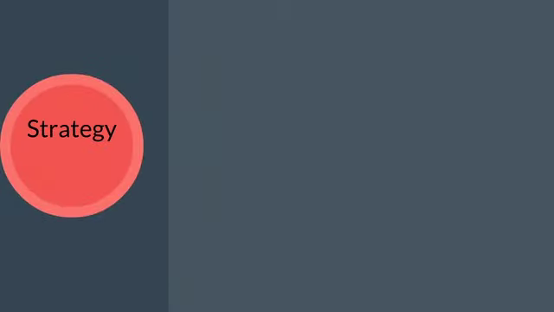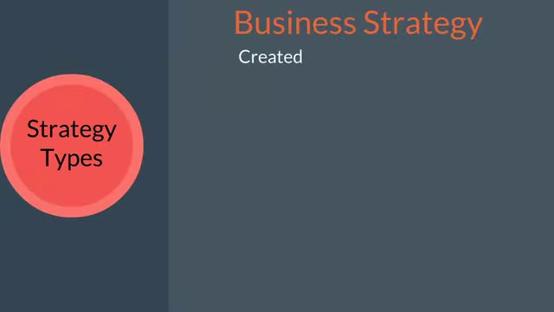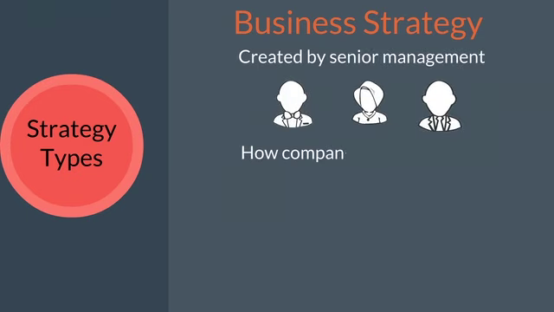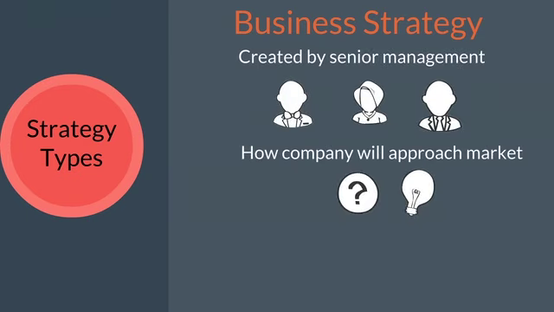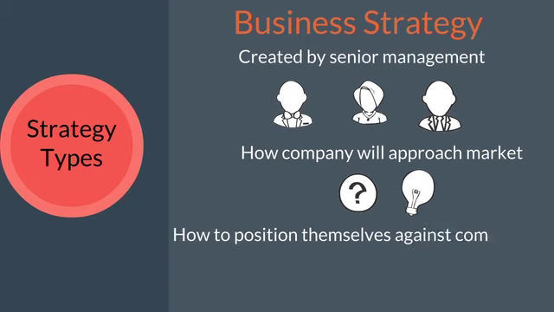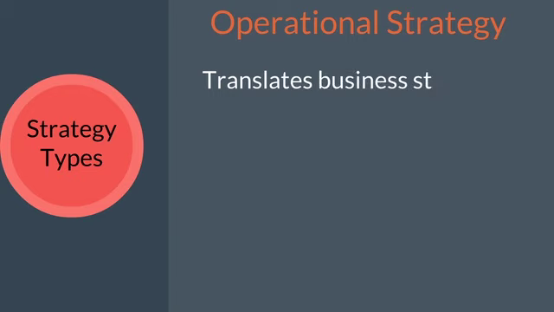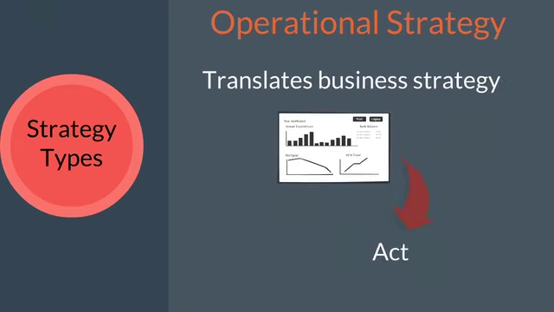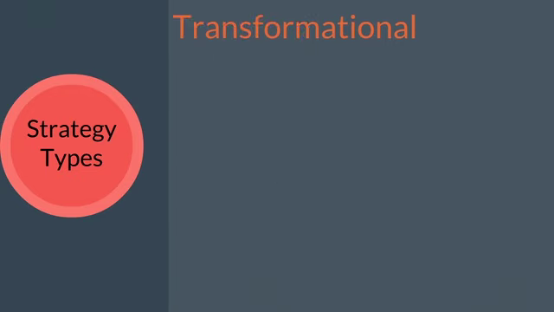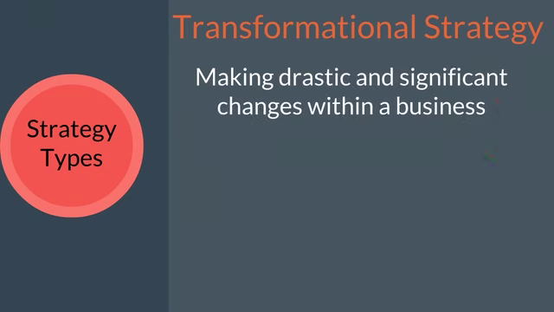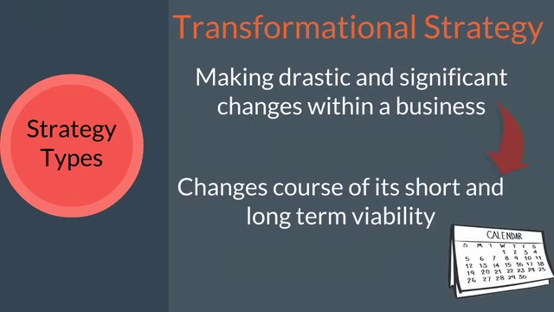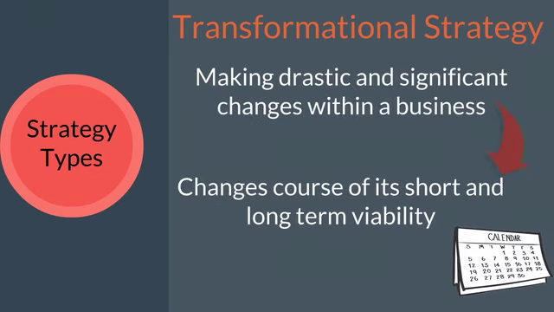There are 3 well-defined, uniquely different strategy types. Business strategy is created by senior management and is concerned with how a company will approach the marketplace, how they will position themselves against competitors, and so forth. Operational strategy concerns itself with translating the business strategy into actions. And lastly, transformation strategy, which refers to making drastic and significant changes within a business to change the course of its short and long-term viability.